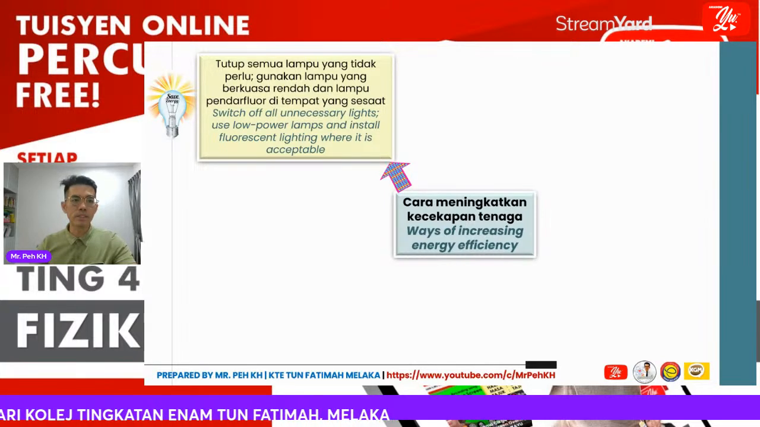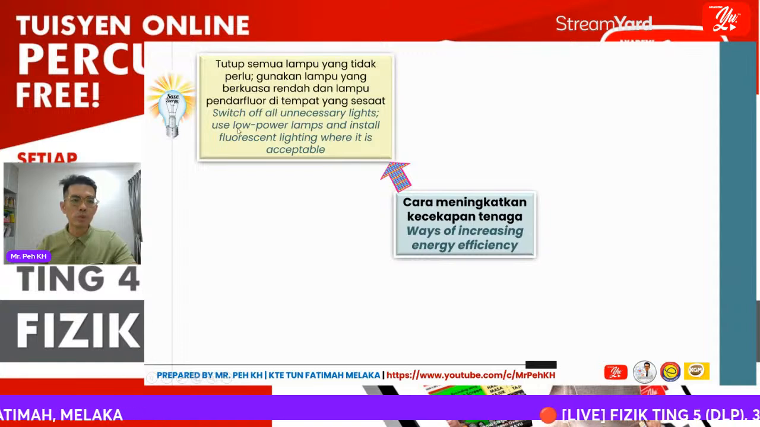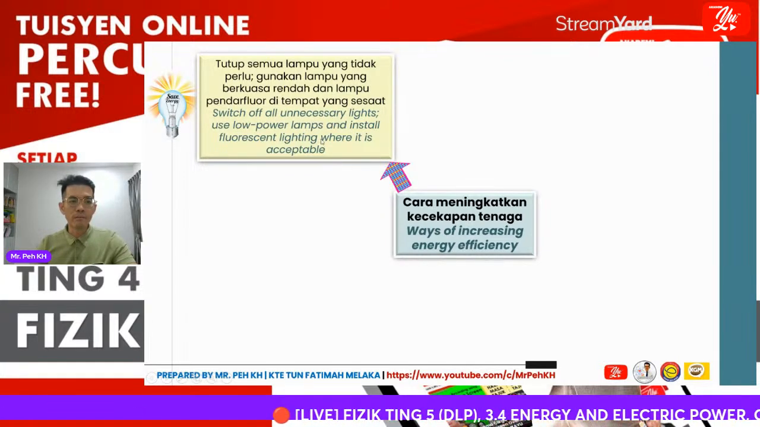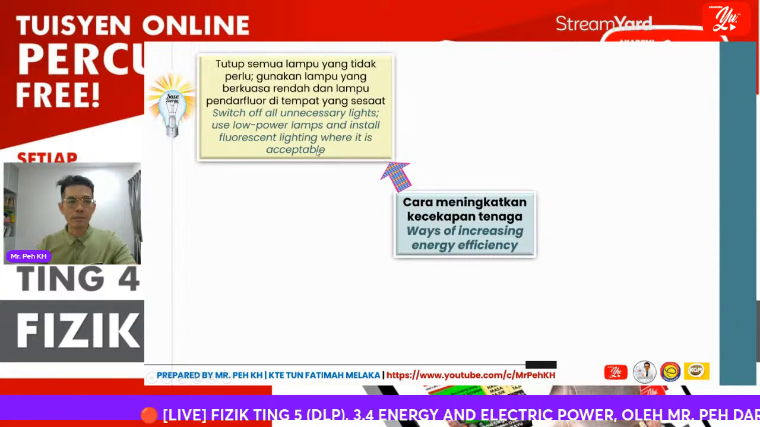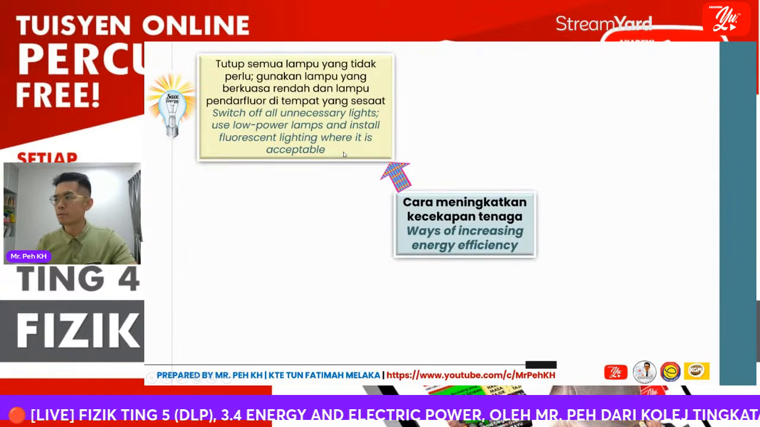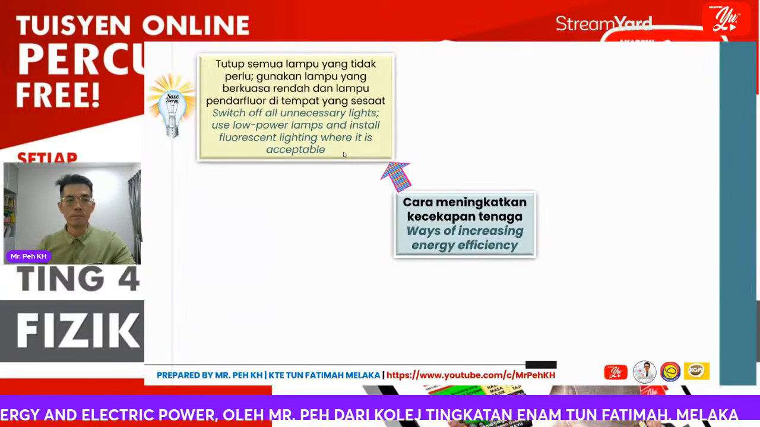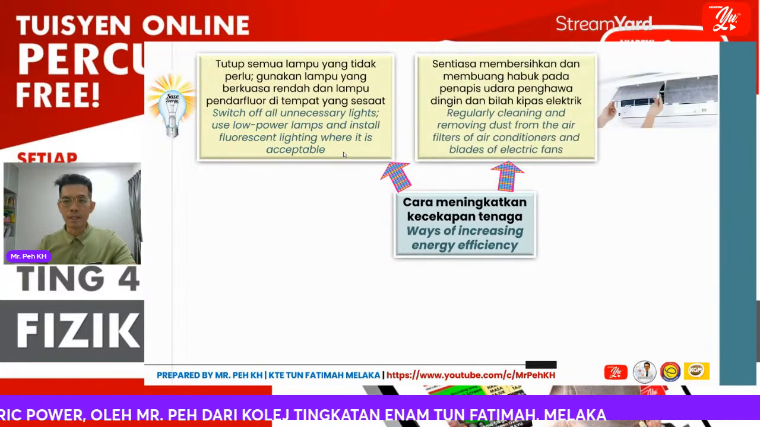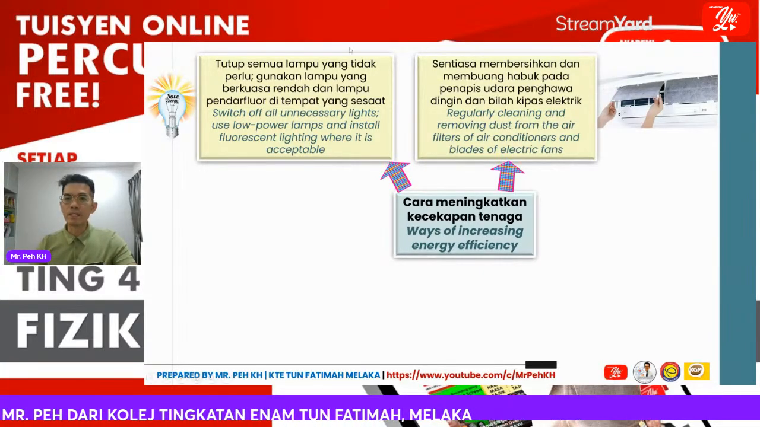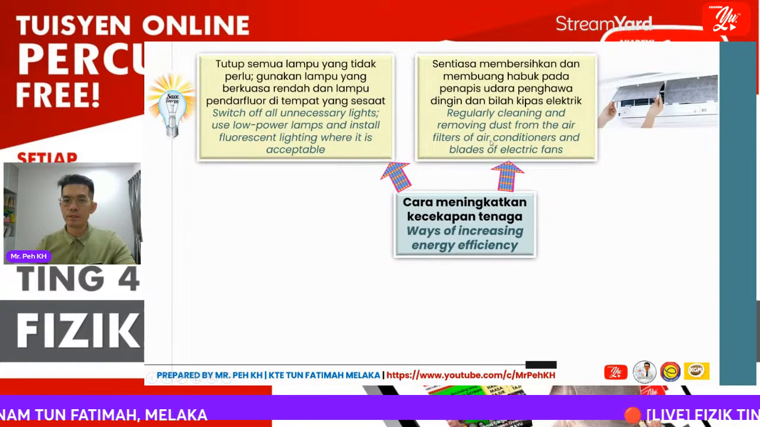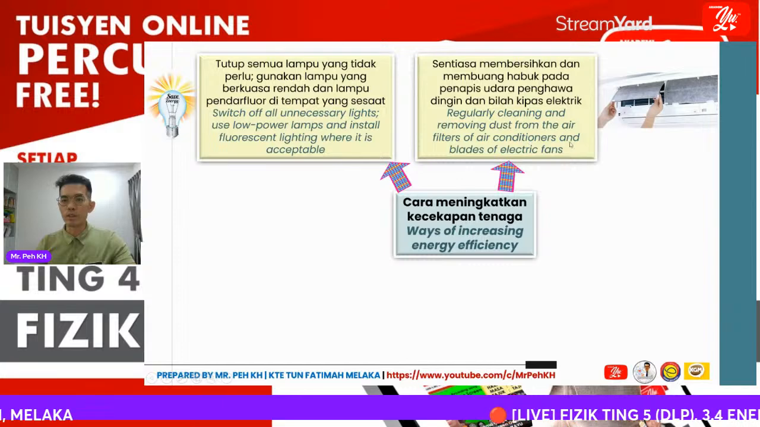Okay, so first, switch off all the unnecessary lights. Use low power lamp and install phone screen lighting where acceptable. So that means we're using low power usage of the bulb here. Then the second, regularly clean and remove dust from the air filter of the air conditioner and the blade of the electric fan.